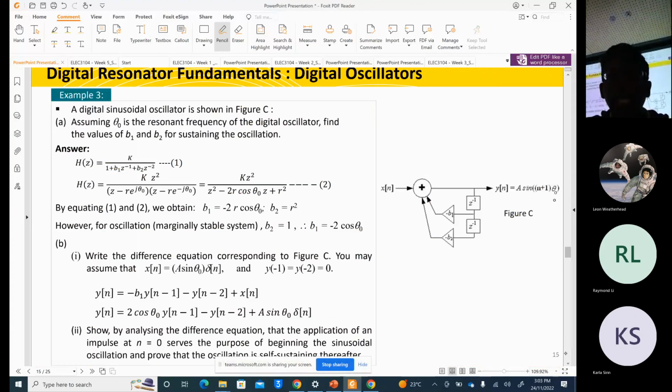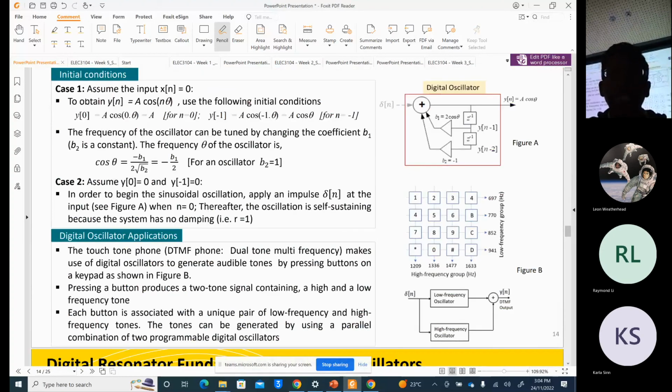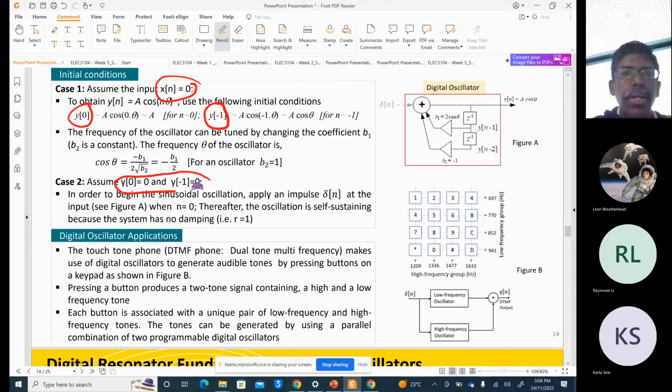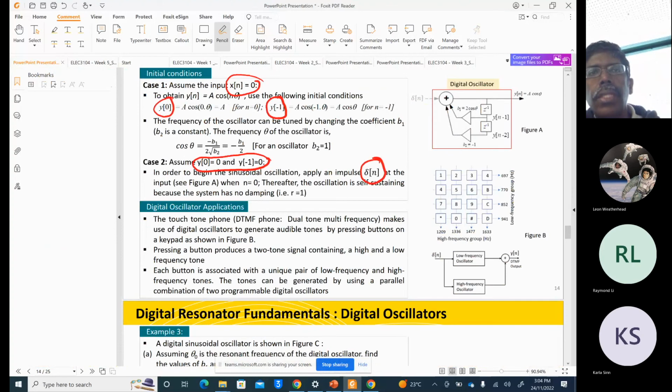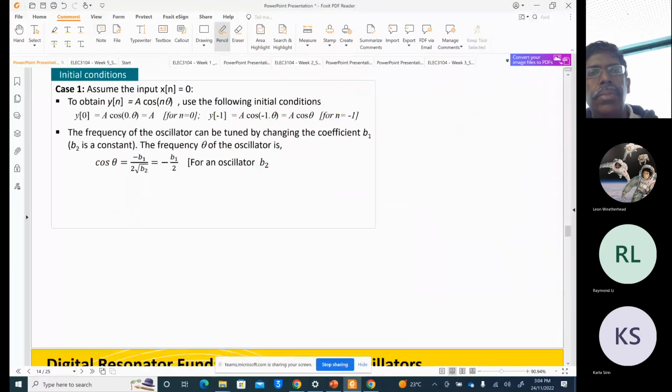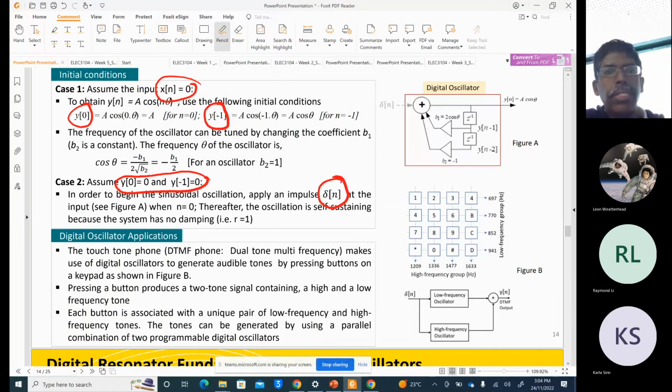For the digital oscillator, just remember one thing: you can make the resonator work in two ways. One is with the impulse input 0, but you need to have the correct initial conditions, this one and this one. The other is you keep the initial conditions 0, but give the impulse as the input. Those are the two ways of making the oscillator work.